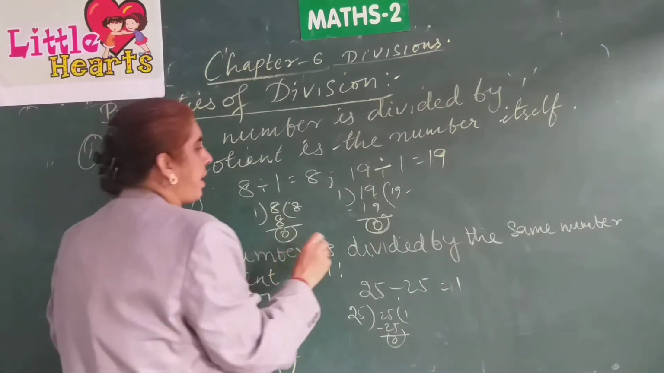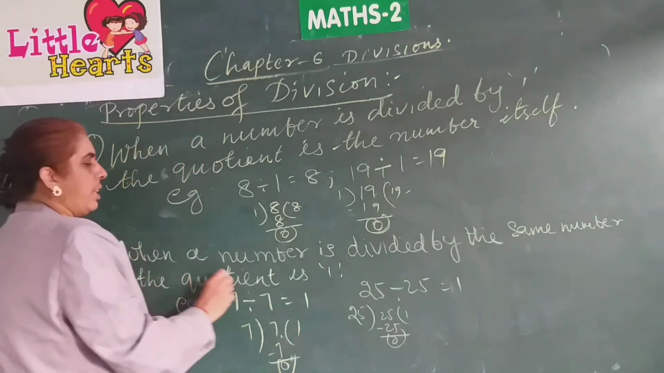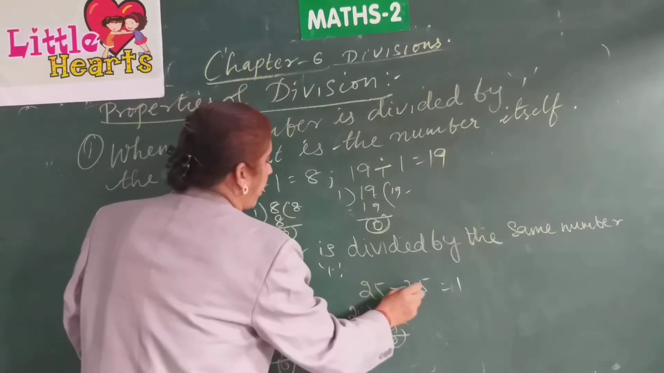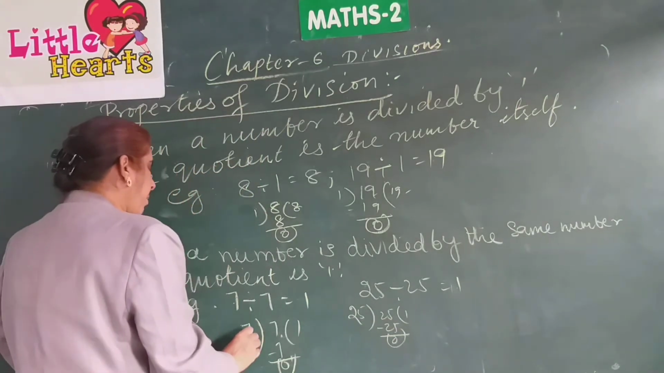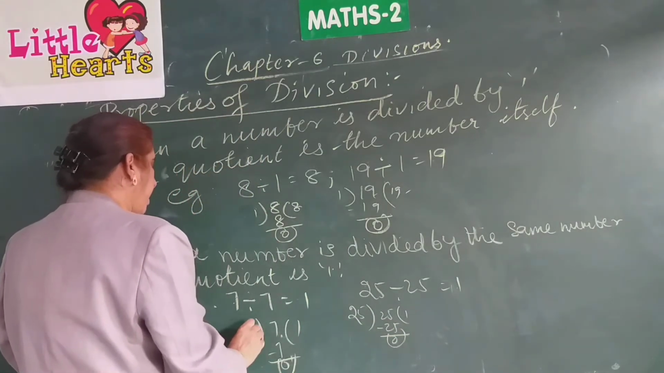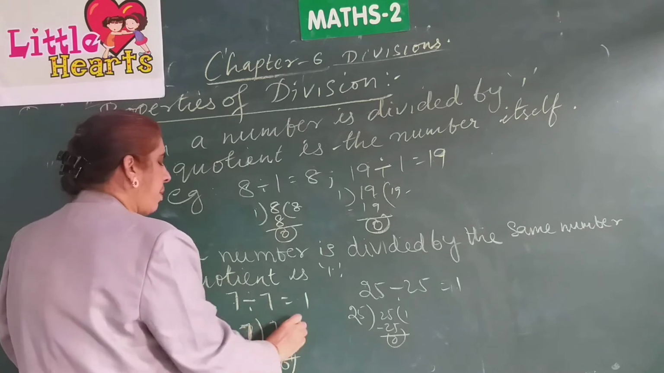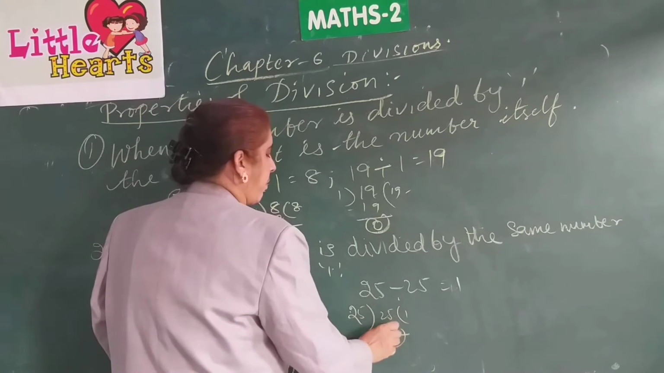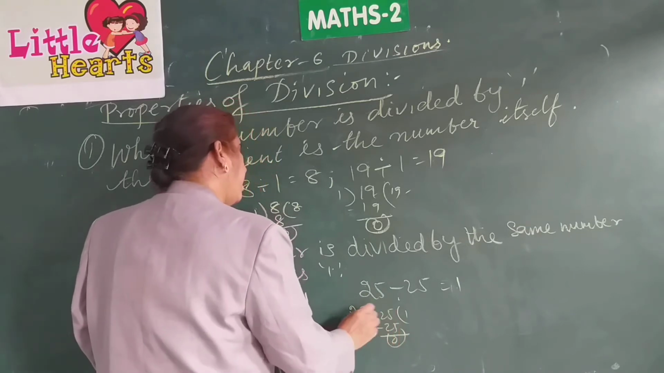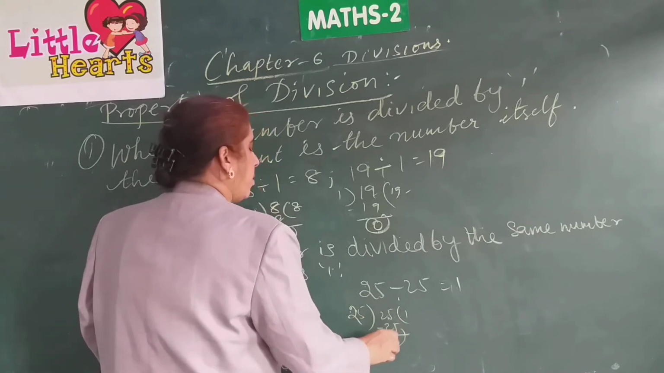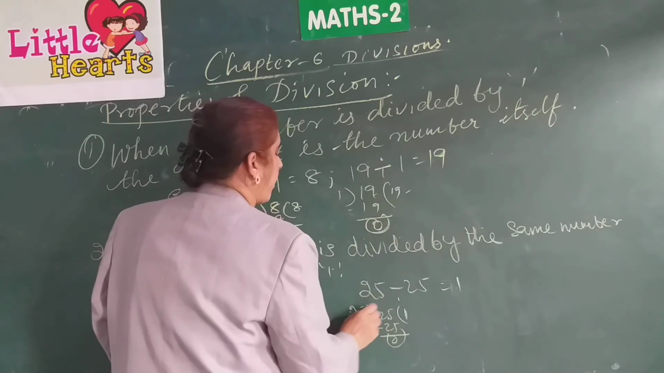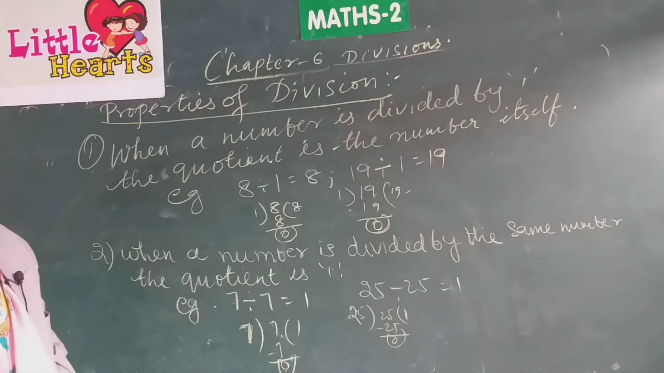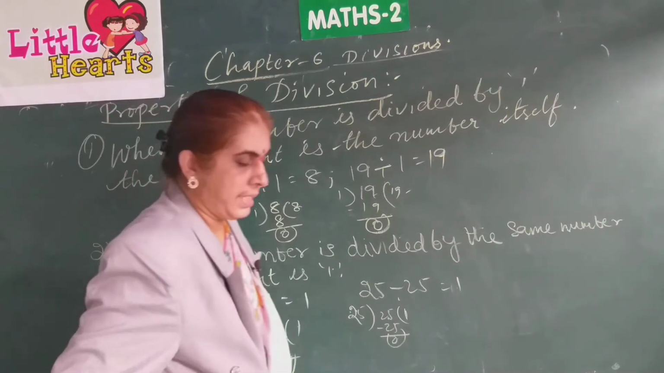And when a number is divided by the same number, the quotient is 1. 7 divided by 7 equals 1. 25 divided by 25 is equal to 1. 1 is the quotient, 7 is the divisor and 7 is the dividend. 7 ones are 7, the remainder is 0. 25 ones are 25. 25 is the divisor and 25 is the dividend. So 1 is the quotient. 25 ones are 25. So when a number is divided by the same number, the quotient is 1.